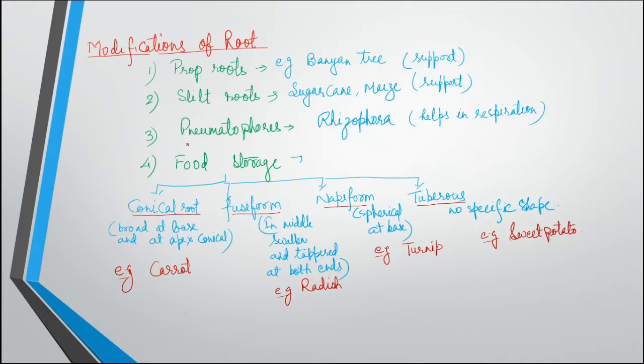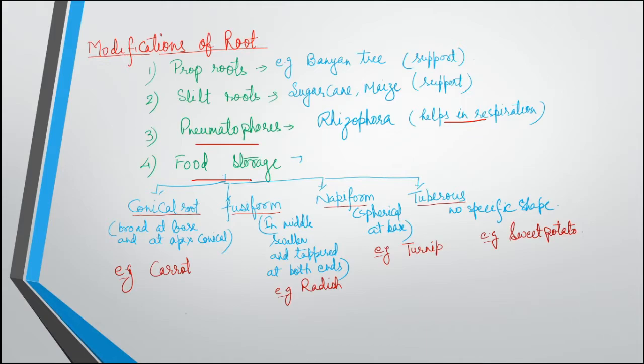Then the third one is the pneumatophores. Pneumatophores are specialized roots which are present in Rhizophora, those plants which are growing in marshy places where oxygen is deficient in the soil. So the roots come out and help in the process of respiration. They absorb oxygen from the atmosphere and in this way they help in respiration.